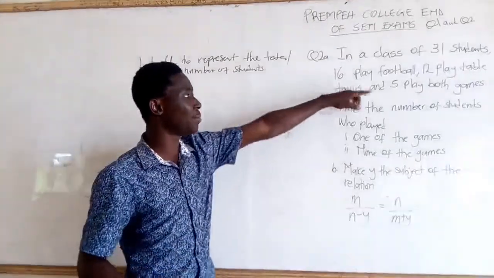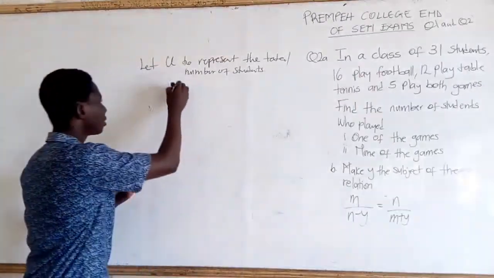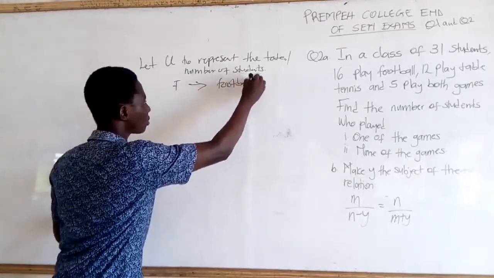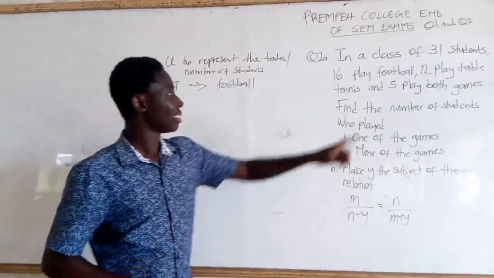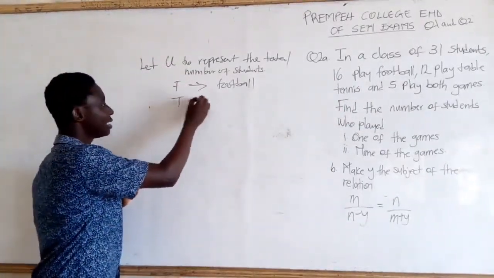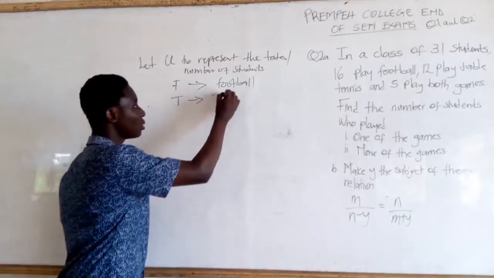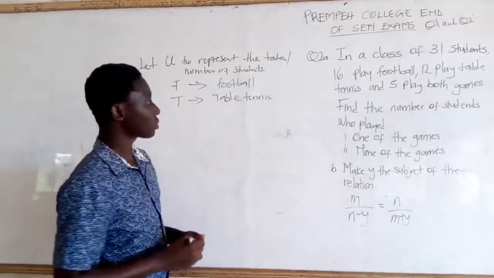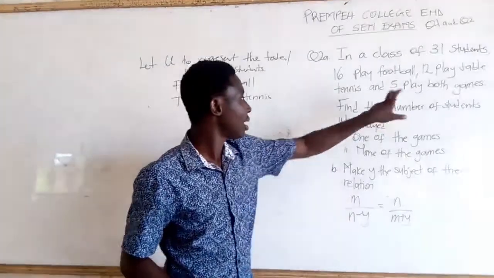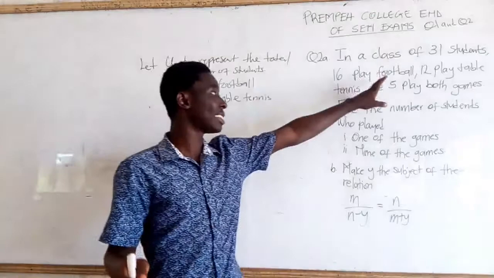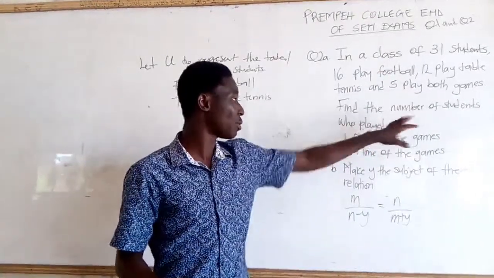And they said 16 play football, so F represents football. And 12 play table tennis, so let's say T also represents table tennis. And 5 play both games, so they play both tennis and football. We have to find the number of students who play.